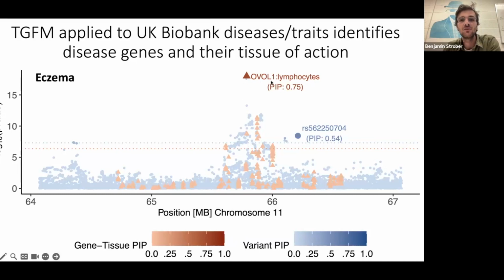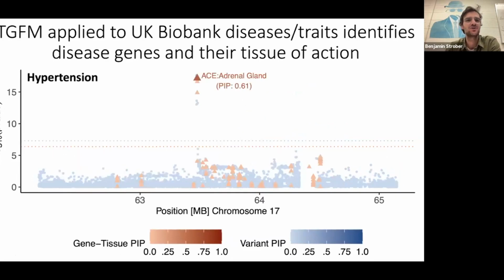In this case, it's OVAL1 in lymphocytes, and it's PIP 0.75. OVAL1 is a well-studied gene for autoimmune diseases, and it's thought to work through immune-mediated responses. The lymphocyte is the relevant tissue here. And here we have another example, for the trait hypertension, and we get the well-known hypertension gene ACE, and in this case, it's identified in adrenal gland.